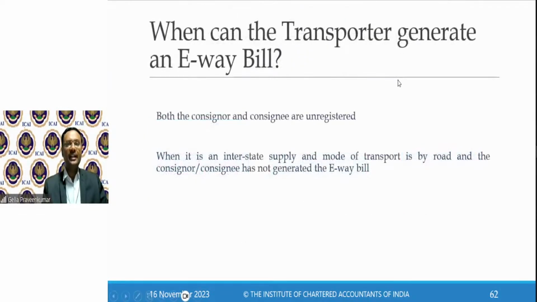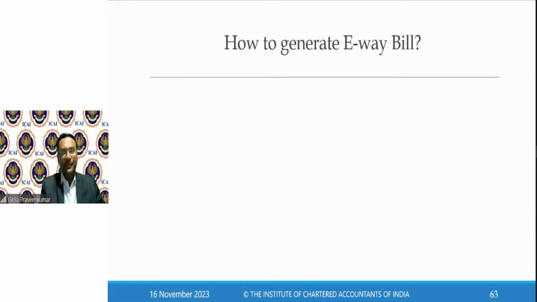Well, the transporter can prepare e-way bill when both consignor and consignee are not registered. When it is interstate supply and mode of transport is by road and the consignee has not generated e-way bill, transporter can prepare e-way bill. Now, how to generate e-way bill? This is just a procedural thing.